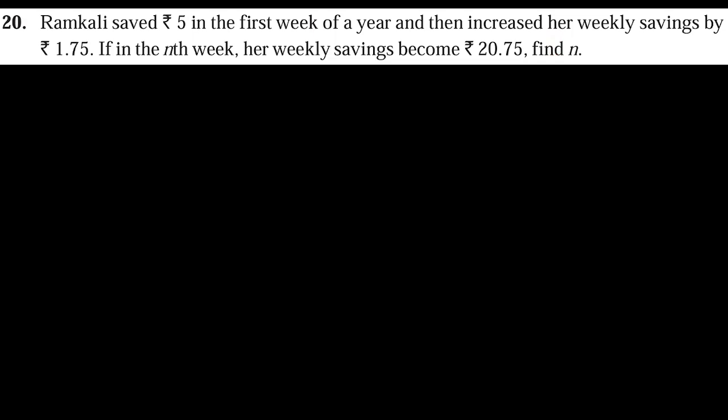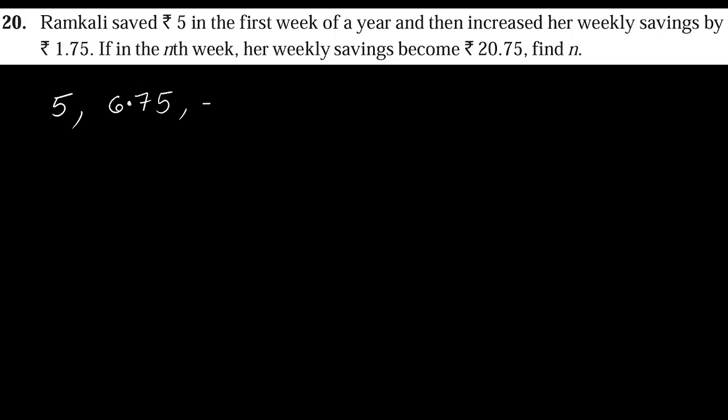In the first week, what was his saving? In the first week, his saving was rupees 5. First term is 5. In the second week, his savings becomes 5 plus 1.75, 6.75. Why? It is mentioned in the question. His savings increased by 1.75 in the next week. So first week his saving was 5. In the next week his saving will be 5 plus 1.75.